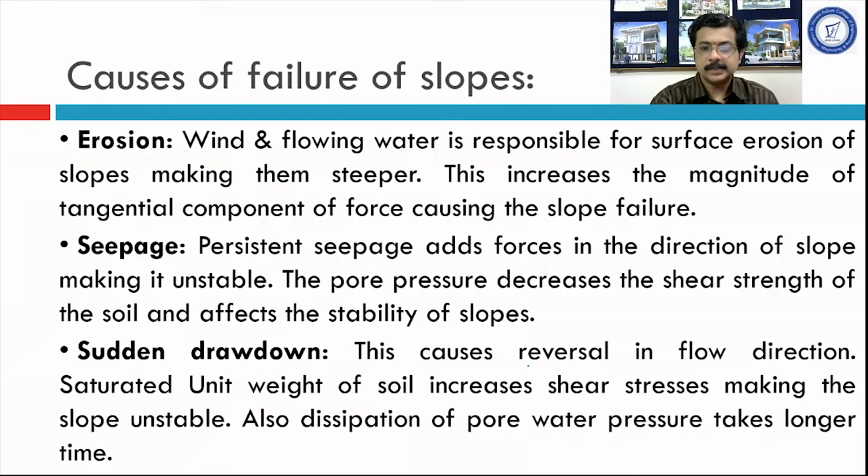So this causes reversal of flow, and this reversal action will take the soil particles in that direction. Okay, once the particles starts moving in that direction, the slope will fail, right? So what is mentioned here? Saturated unit weight of soil increases shear stresses, making the slope unstable. Okay, also dissipation of pore water pressure takes longer time.